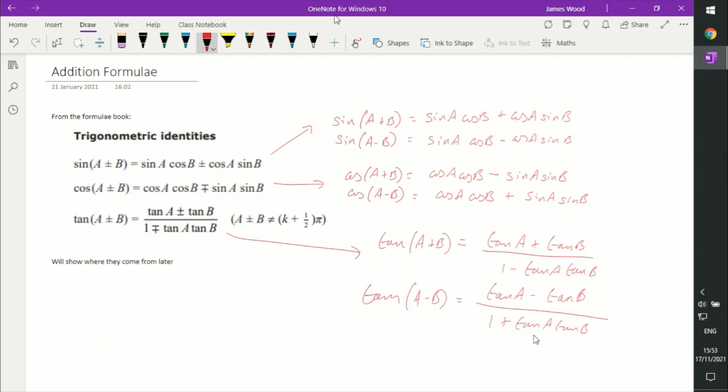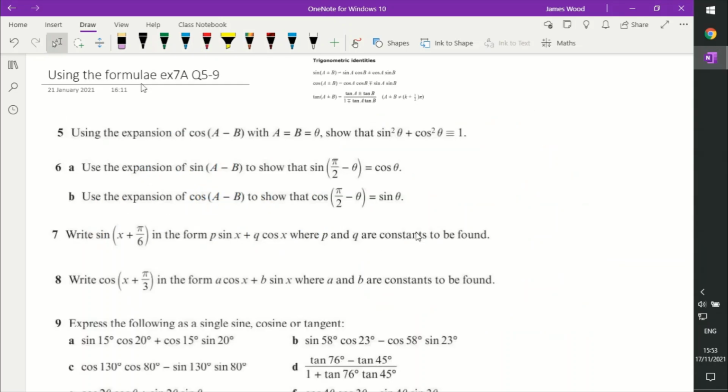You don't necessarily need to remember them. They are available in your formula book. And I'm going to show you later on where these formulae actually come from. But first of all, we're actually going to just get started on applying these formulae and using them, and we'll look into where they come from again later on. Now we're going to look at exercise 7a in the textbook, questions 5 to 9, but I think I'm actually going to go through them on screen with you now, just to show how to use these formulae.